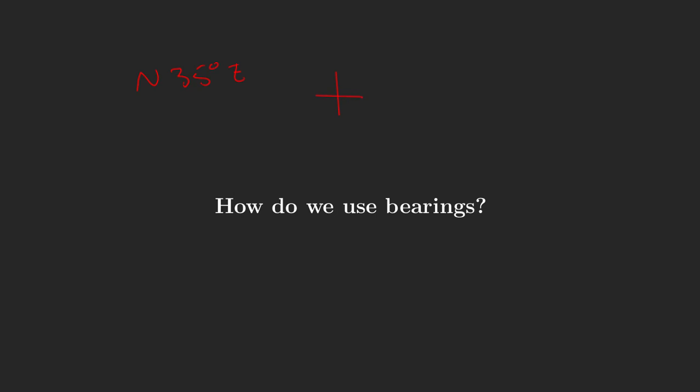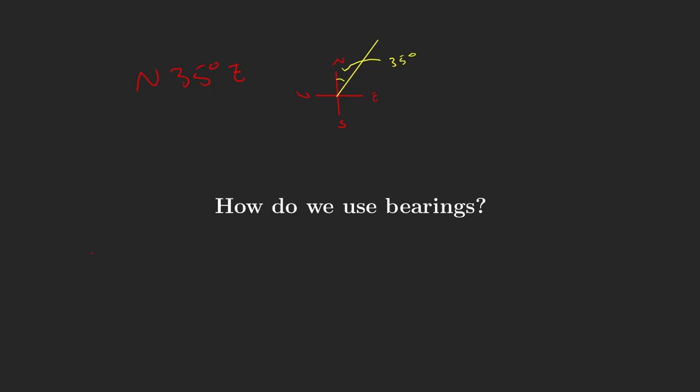If you draw a little north, east, south, west thing, maybe I'll just label this real quick. There's north, east, south, west. Then what this means is that their angle is this one right here, that is 35 degrees. So they're going north, but then they're going 35 degrees east.